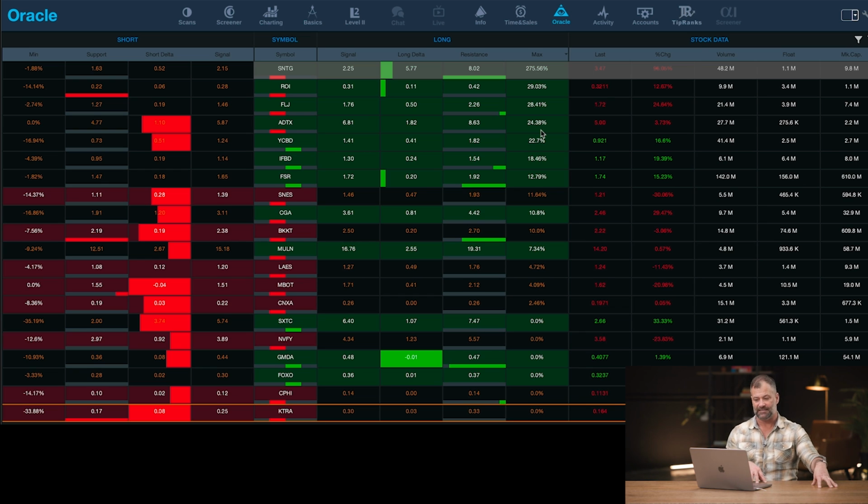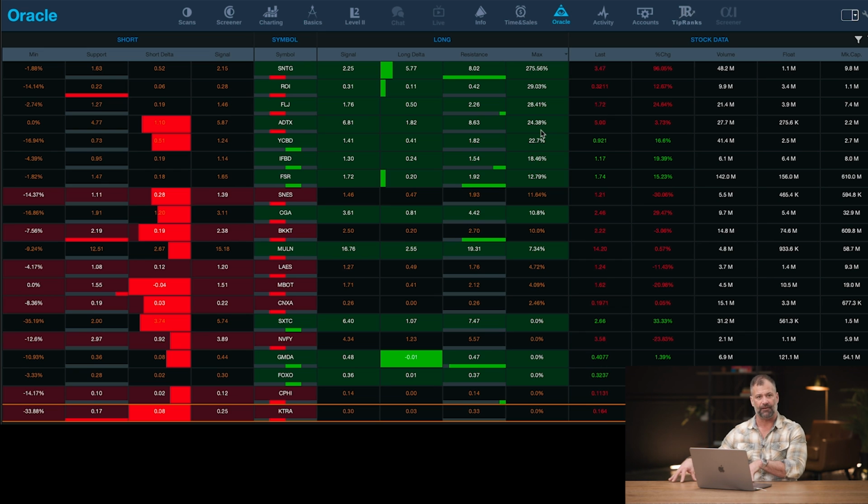Now I mention SNTG because you will see that for each and every stock in Oracle, you're provided a buy price, a level on the chart determined by the algorithm that tells you where to buy that stock.